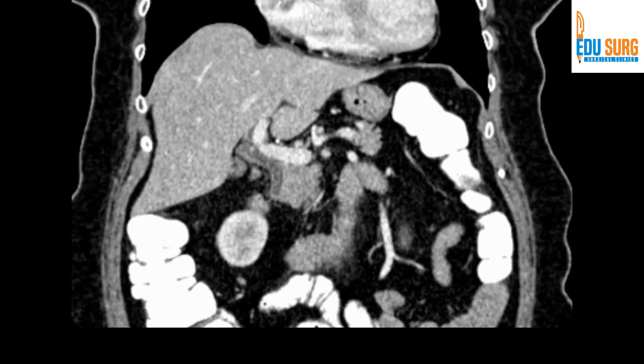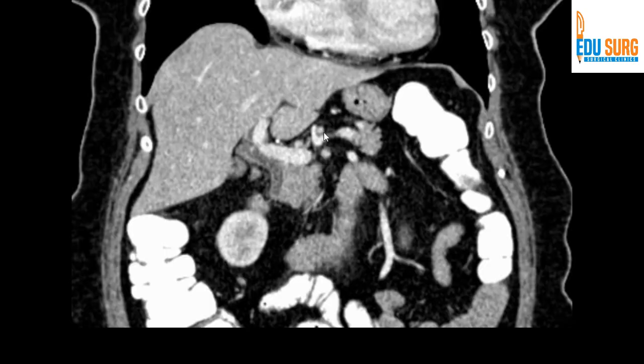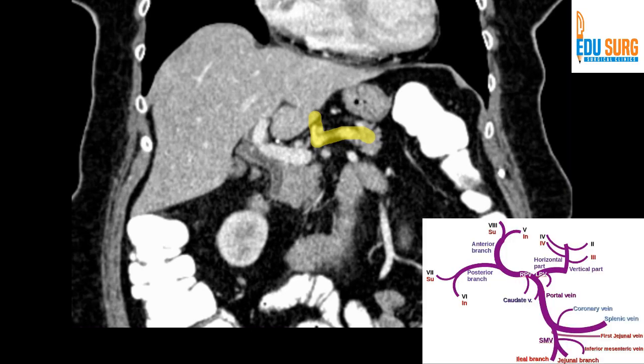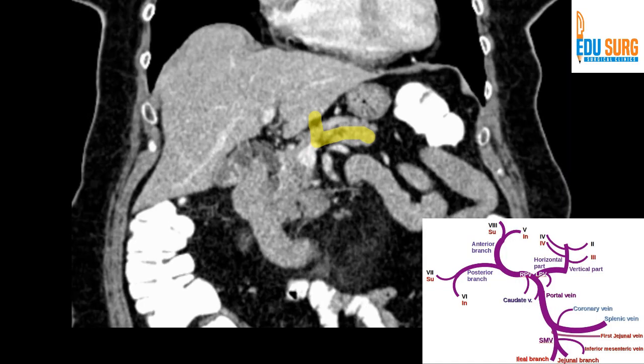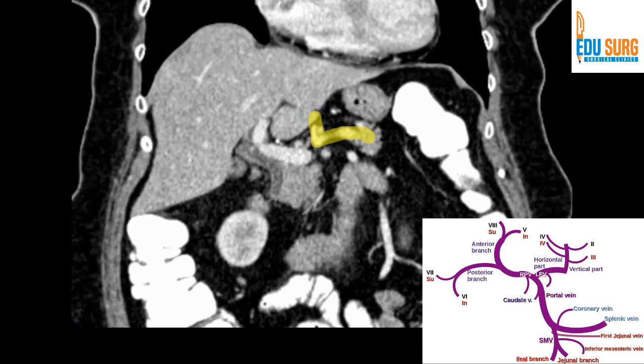One important tributary to the portal vein or splenic vein is the left gastric vein, as sometimes in cases of portal hypertension it can be very dilated. In this case, the left gastric vein is ending into the splenic vein. This is the left gastric vein. So you should know where the left gastric vein is opening, where the inferior mesenteric vein is opening, and the first jejunal vein. These three are very important tributaries to know.